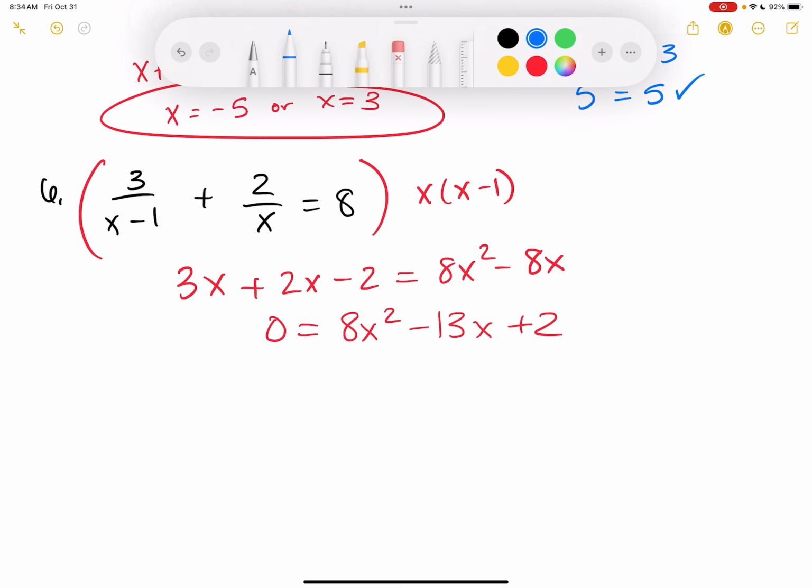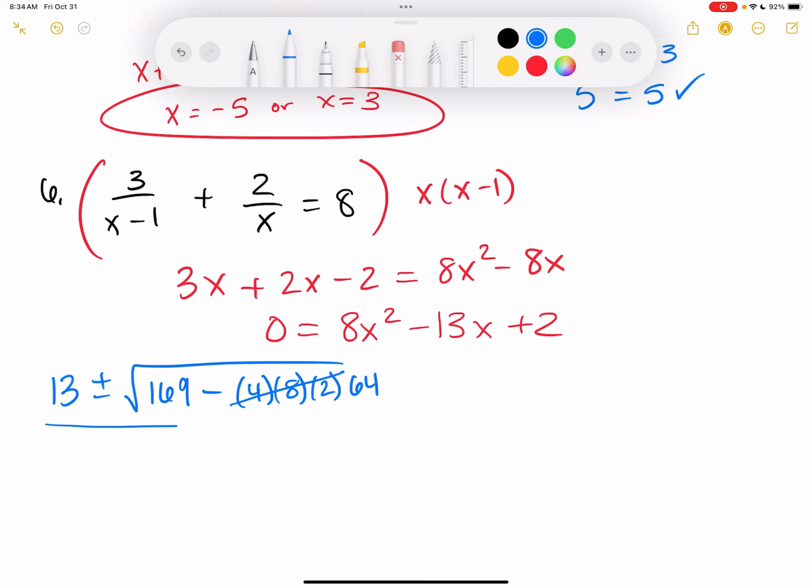So I need to use the quadratic formula. Negative b, so that would end up being a positive 13 because negative and negative is positive, plus or minus the square root of b squared, so 13 squared is 169, minus 4 times a times c, so that's 4 times 8 times 2, 64. Yep, so I'm going to cross that out and write it that way. And then all over 2 times a, so that would be 16.